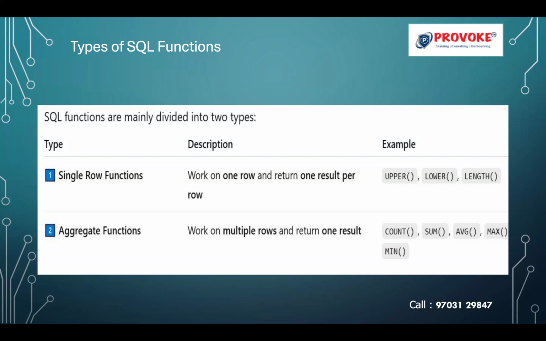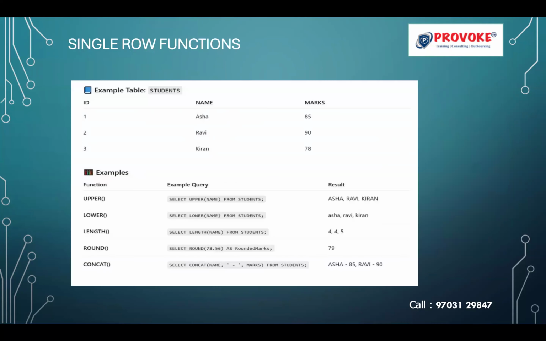For this, it is going to operate on multiple rows, so it is called an aggregate function. A single row function means it is going to operate on only one row. So these are the two types in which SQL functions are defined.